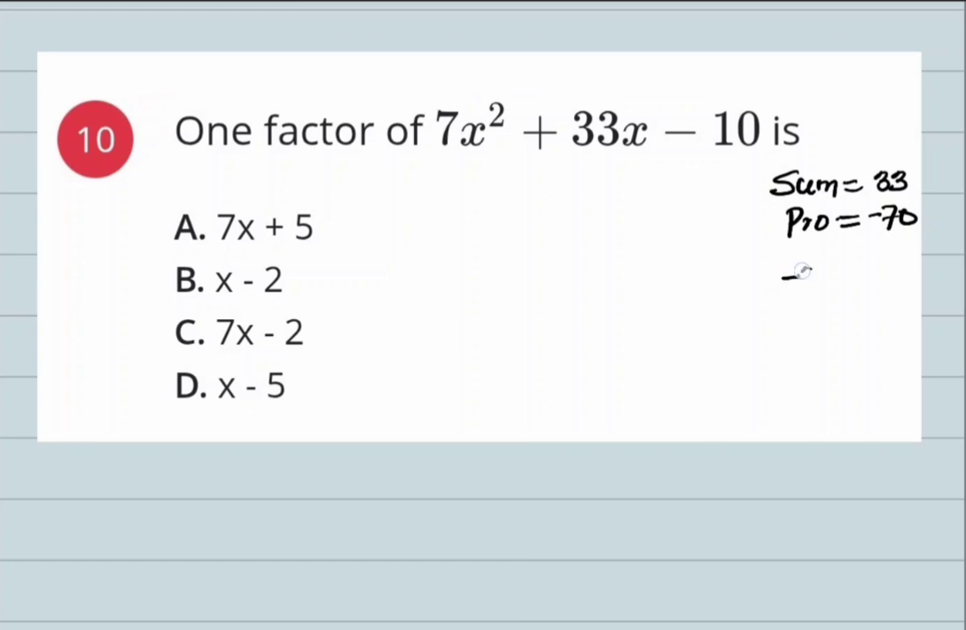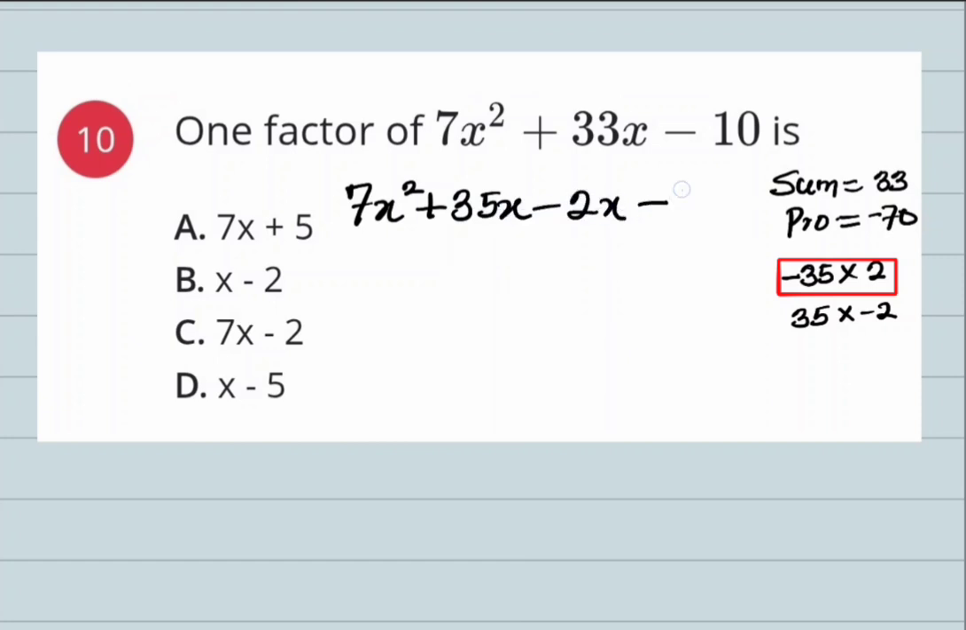Minus 35 times 2, but 35 times minus 2 is going to give us the required sum here, because when we sum the first pair, it's going to give us negative 33, and we don't need negative 33 but positive 33. So here we are going to substitute that for 7x squared. This will not be used, of course. So we have plus 35x, then minus 2x minus 10.